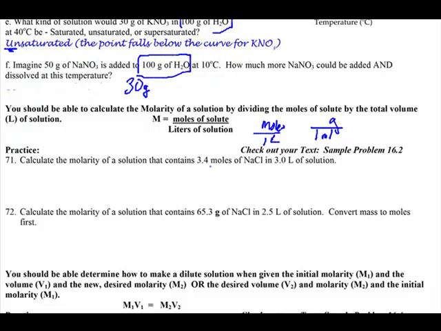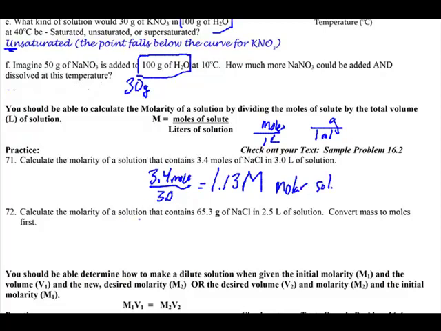So calculate the molarity of a solution. We got 3.4 moles. That goes on top. And we have 3 liters on the bottom. Nice easy setup here. And when we do the math, we end up with 1.13, and then in chemistry you put a big gigantic M there, and that means it's a molar solution, and that's what we say, a 1.13 molar solution.